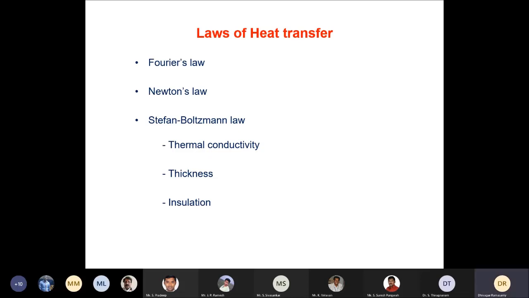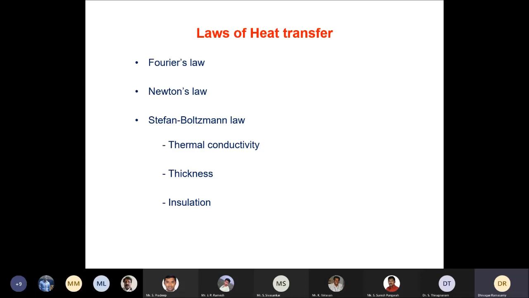Next, the laws of heat transfer that we should know. These three laws are based on thermodynamics; without thermodynamics, we cannot come to know about these three laws. Fourier's law speaks about heat conduction. In thermodynamics, heat is transferred from one point to another point. We should know Fourier's law of heat conduction in solid materials, how the heat is transferred.